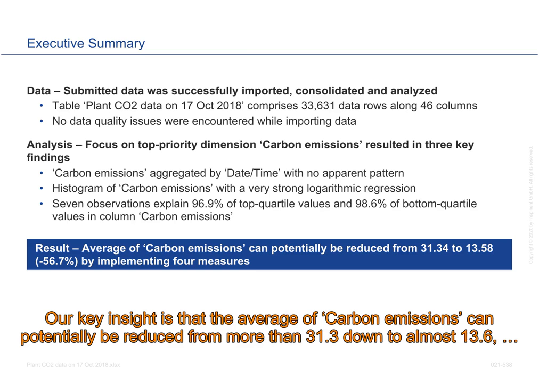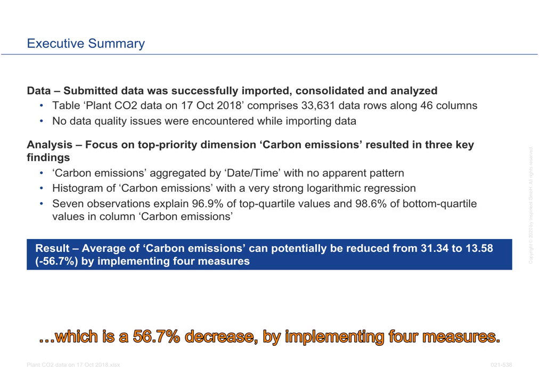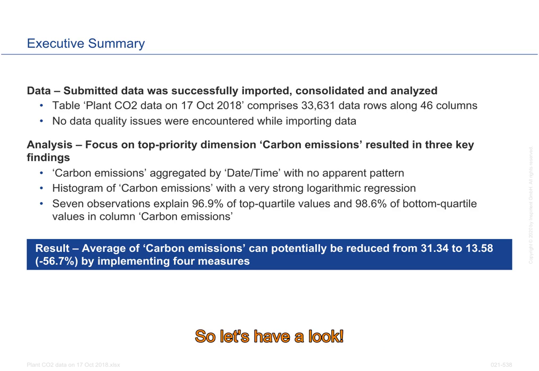Our key insight is that the average of carbon emissions can potentially be reduced from more than 31.3 down to almost 13.6, which is a 56.7% decrease, by implementing 4 measures. So let's have a look.